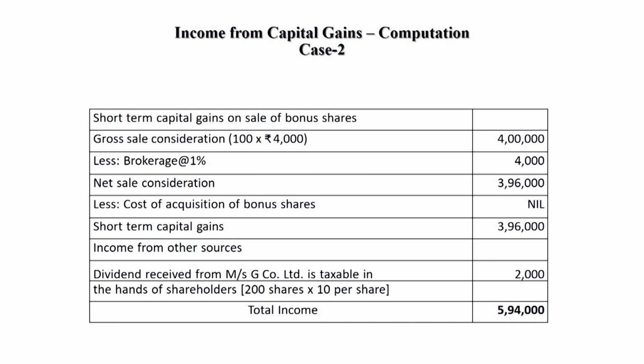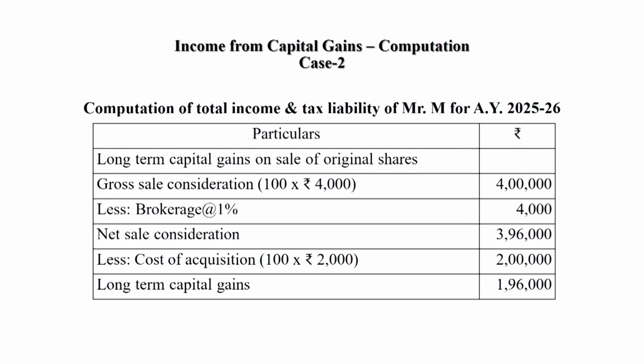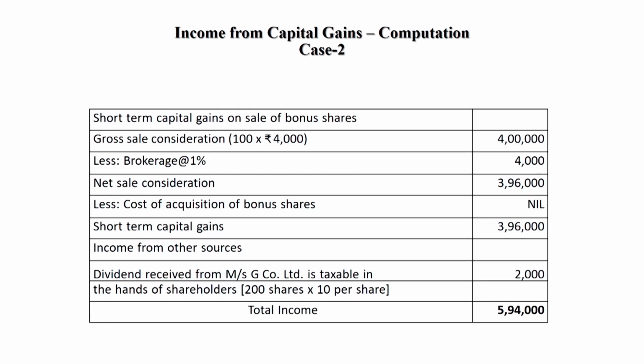Income from other sources: dividend received from Messrs. G and Company will be taxable in the hands of the assessee, Mr. M. So 1,96,000 plus 3,96,000 plus 2,000, it will be 5,94,000. This will be called total income. This total income is computed in this manner.